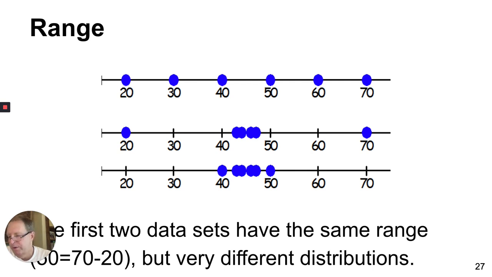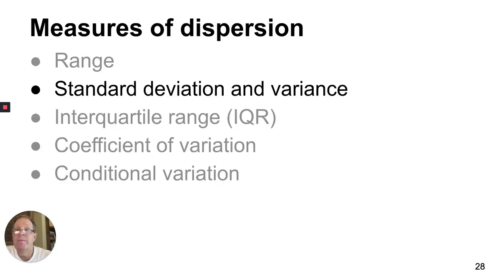So we don't talk much about the range. It's not one of our preferred measures of spread. We prefer talking about standard deviation and variance.